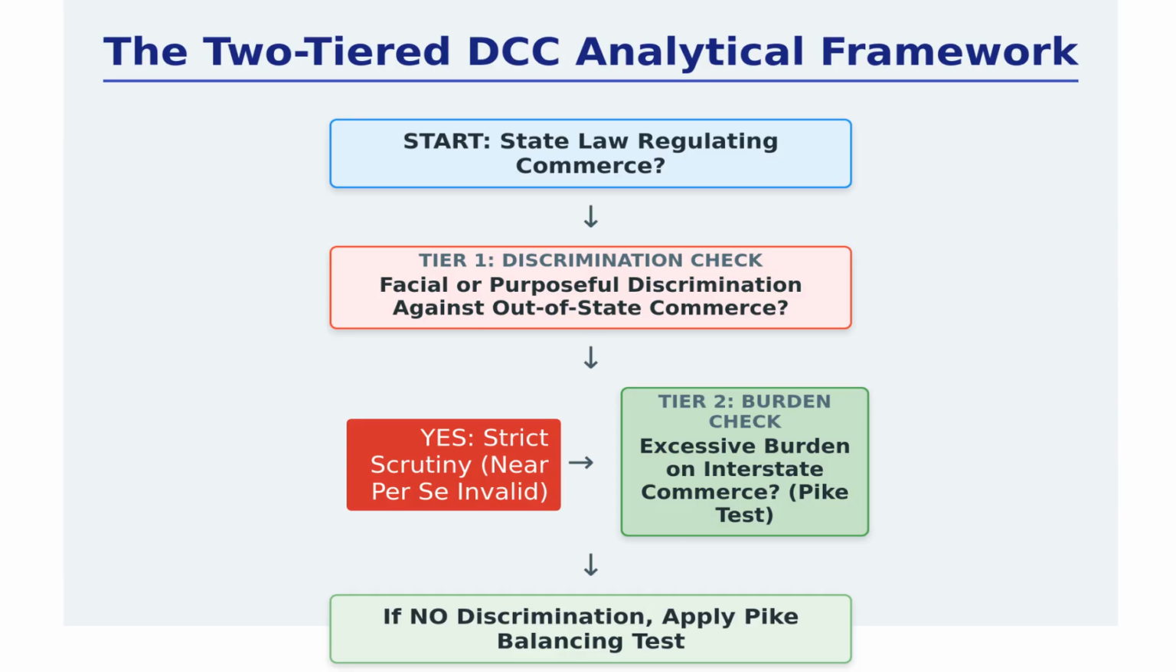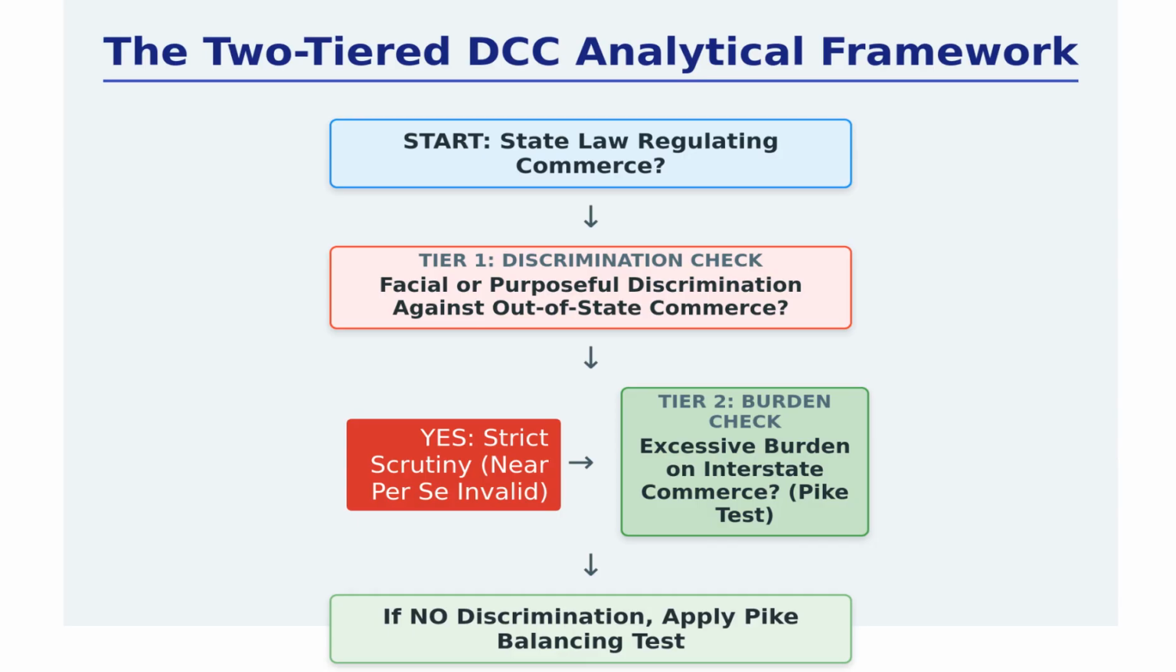If the answer to Tier 1 is yes, if the law is discriminatory, it faces strict scrutiny, leading to near per se invalidity. This is the highest hurdle. If the law survives Tier 1 because it is deemed neutral in both text and purpose, we proceed to Tier 2. Tier 2 asks: does the law impose an excessive burden on interstate commerce? This involves balancing the local benefits against the national burdens, which we will explore in detail later.